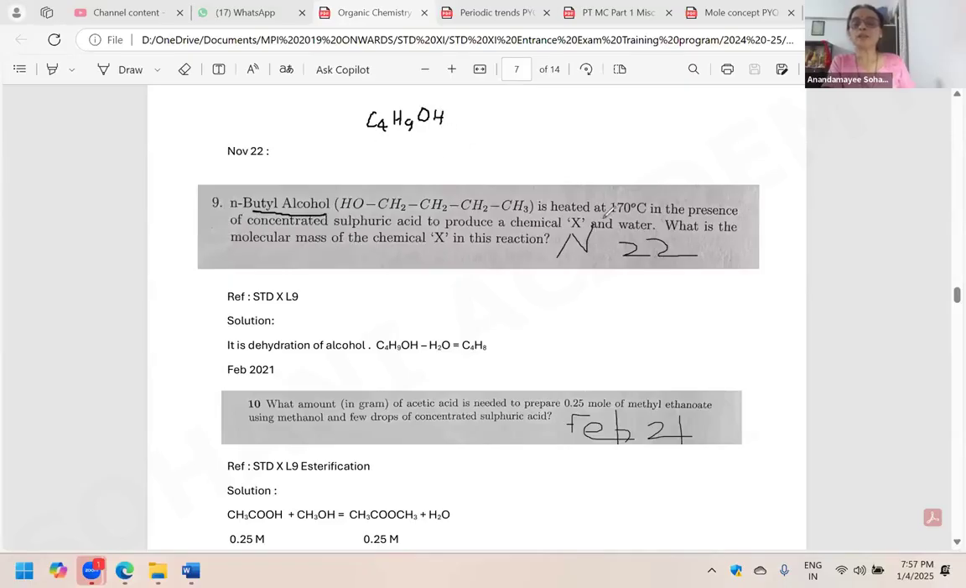C4H9OH is heated at 170 in presence of concentrated sulfuric acid to produce the chemical X and water. What is the molecular mass of the chemical X in this reaction? So you must know that in presence of concentrated sulfuric acid, there is a dehydration of alcohol. This is a reaction given in reactions of alcohol. Dehydration reaction.